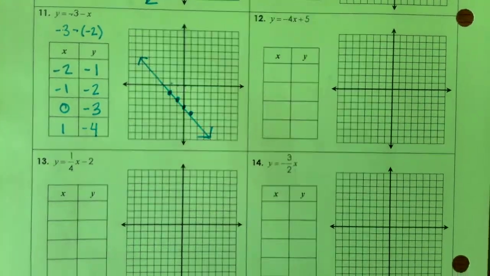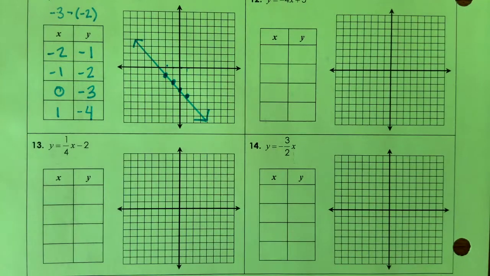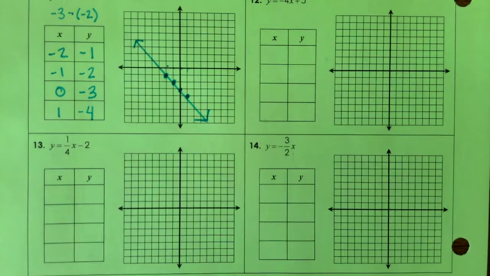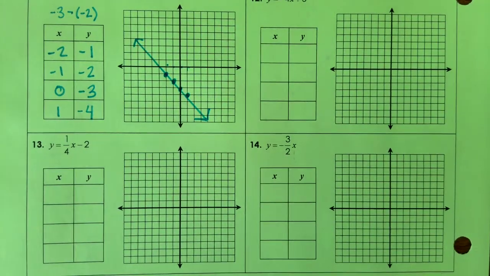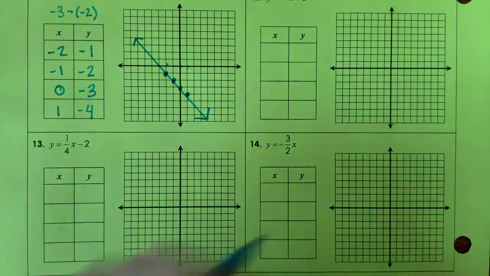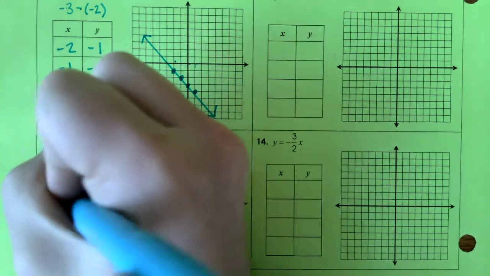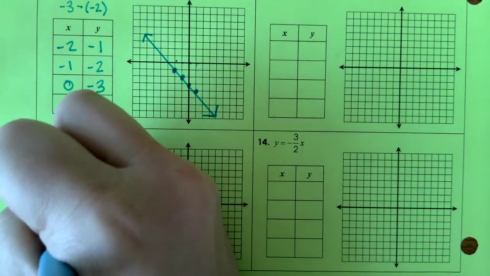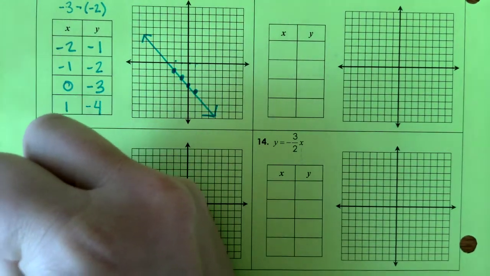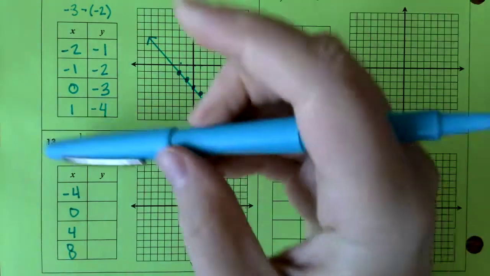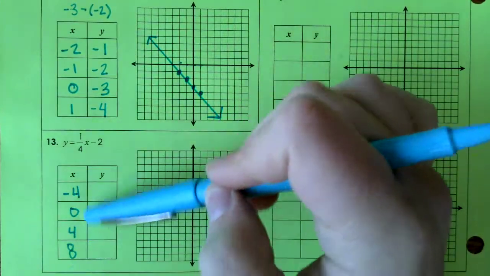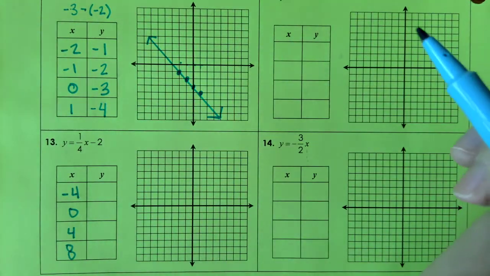Okay, if you want some practice with number 13, again, you can pick whichever numbers you want. Well, actually, I'm going to pick numbers that divide by 4 nicely. So I'm going to choose -4, I'm going to choose 0, I'm going to choose +4, and I'm going to choose 8. Again, you can do whatever you want, but these ones are really nice multiples of 4. I can divide by 4 really easily, so I'm going to do that.